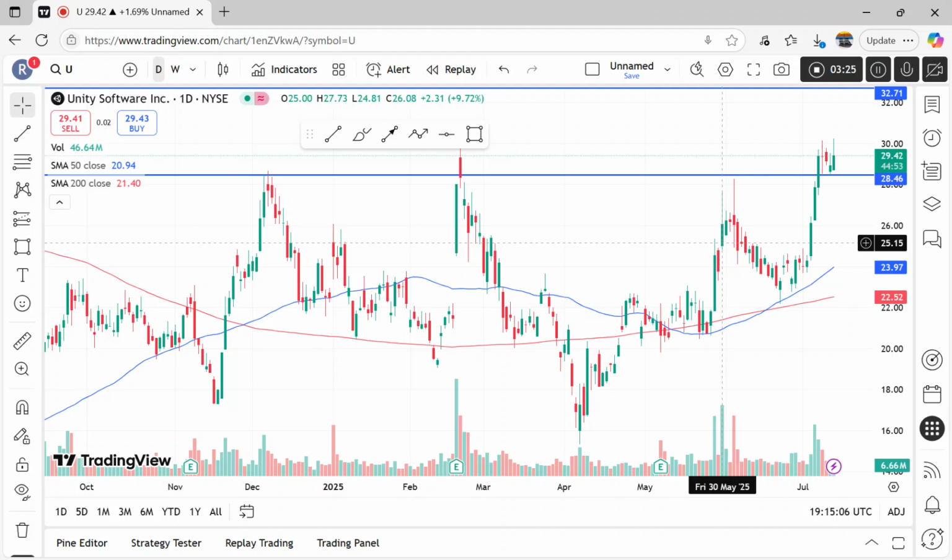So if you like this kind of setup, maybe put this one onto your watch list and then look for a good entry point. So hopefully you'll find some value in this video.